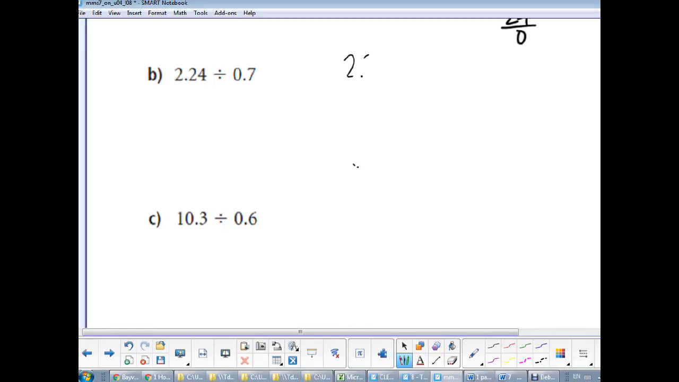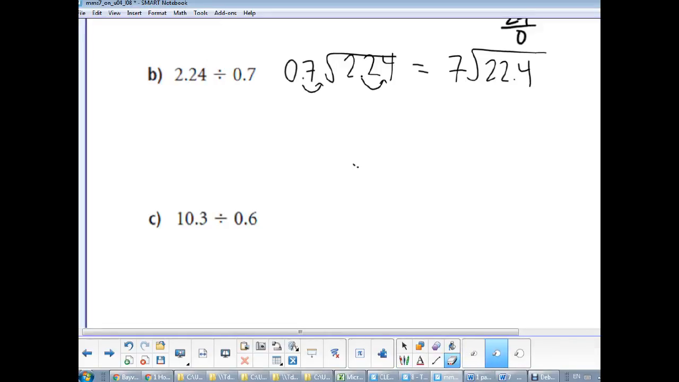So 2.24 divided by 0.7. We need to move the decimal for the 0.7 one space to the right. So we're going to do that also one space to the right in our dividend. So we will have 22.4 divided by 7. 7 goes into 2 0 times. 7 goes into 22 3 times. 3 times 7 is 21. 22 minus 21 brings us with 1. Bring down the 4. There's the decimal in our division question. The decimal goes right above. That's where we know how to put it in terms of place, in terms of the answer. 7 goes into 14 2 times. So the answer is 3.2.